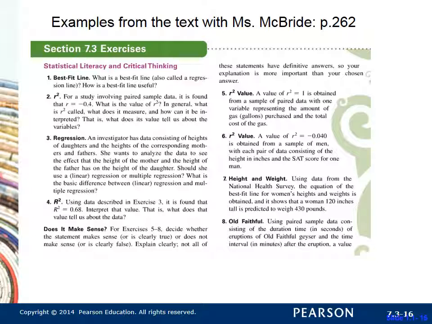Number 6, r squared equals -0.40. Well, I don't even have to read the rest of it. Anytime you square a number, you can't possibly get a negative, so that makes no sense anyway. And we know that height wouldn't have anything to do with SAT scores.